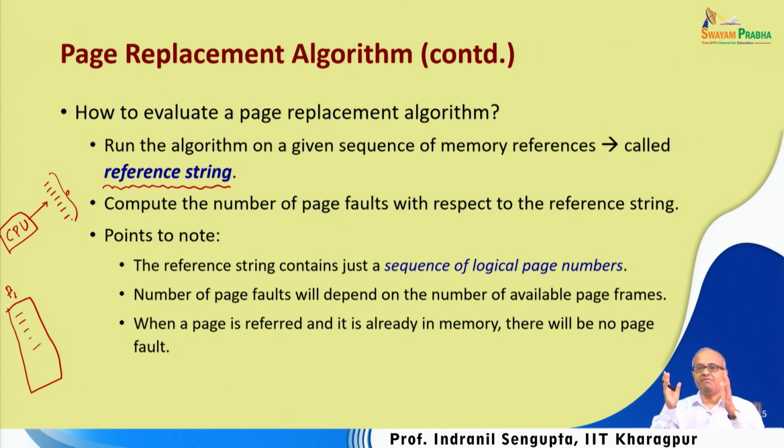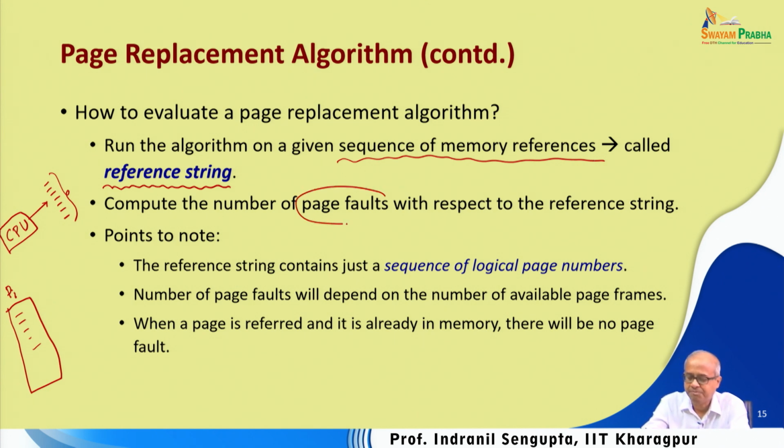So, it is always good to have a realistic reference string. There are some programs using which you can generate the reference string of a real program, but in our examples, we shall assume some example reference string, some example page references, with respect to which we shall try to find out which algorithm gives how many page faults, which is good, which is not so good. So, with respect to this reference string, which is nothing but some sequence of memory references, we try to compute the number of page faults.